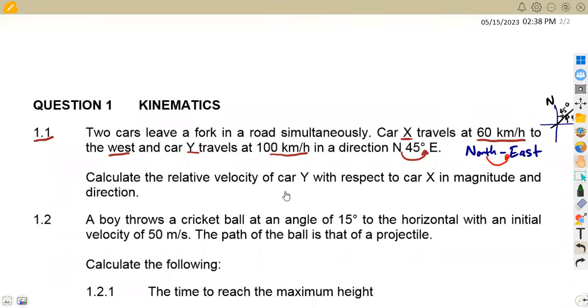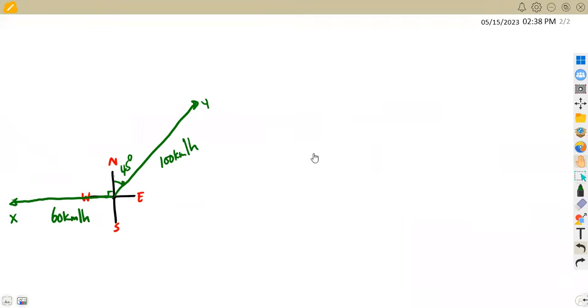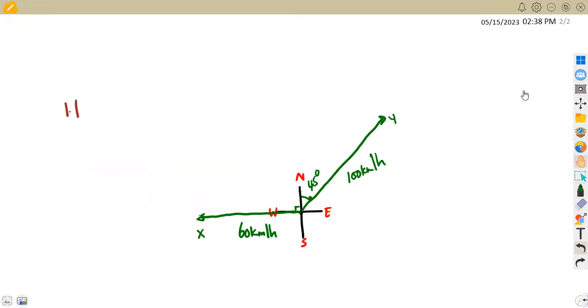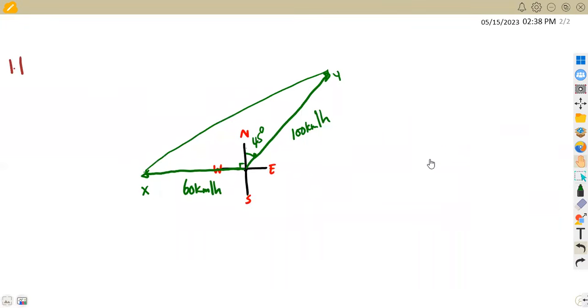In this case, we need the relative velocity of car Y with respect to car X in magnitude and direction. Let's check what we got between these two cars. We can just join this part from X to Y and complete our diagram. Here we can apply our mathematical skills in order to solve this. That is finding the resultant from X to Y. This is going to be your resultant.